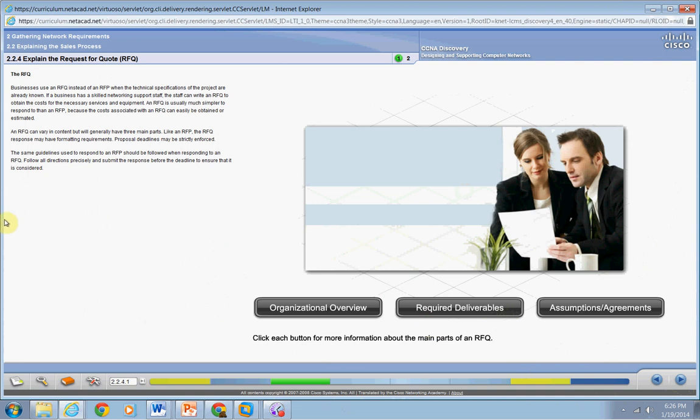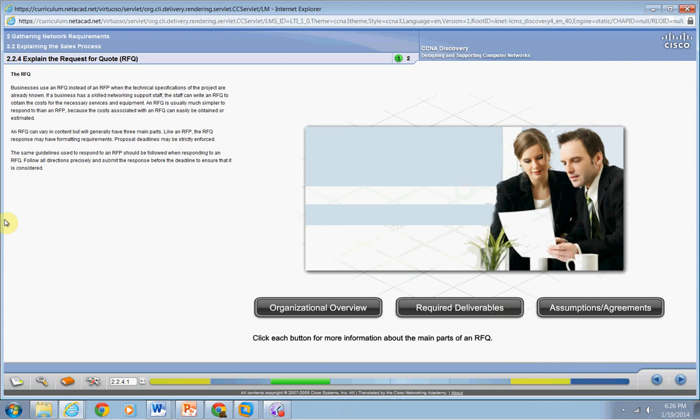Okay, now explaining the request for a quote. So when the technical specifications are already known for the project, then the company can have a qualified staff write a request for a quote to request the cost of the services and equipment. So generally an RFQ will have three main parts. It'll have the organizational overview, which is the background information of the company issuing the RFQ.